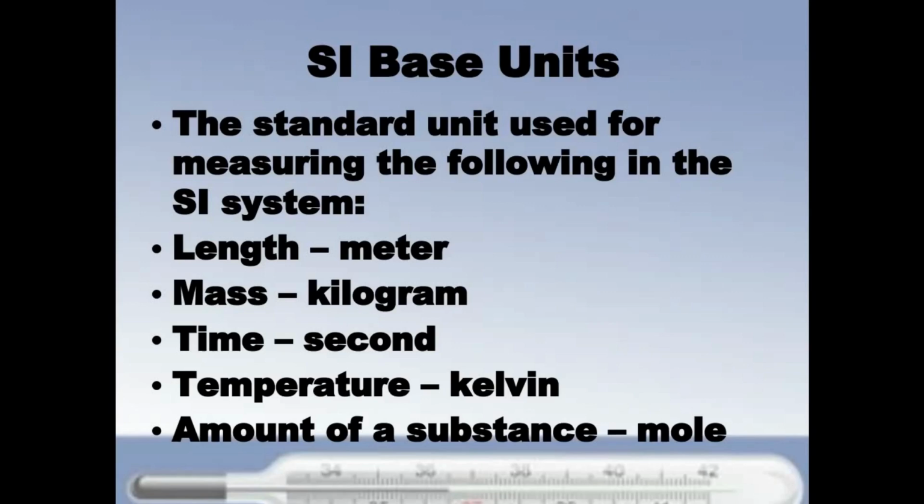So mass is a kilogram. Time is the second. Temperature is Kelvin, which is something we'll discuss later. Most people are familiar with Fahrenheit or Celsius, but science uses Kelvin. And then amount of a substance, the unit is the mole. When we think of amount, we might think of a dozen. That tells us 12 of something. Where in science, we're using a mole.